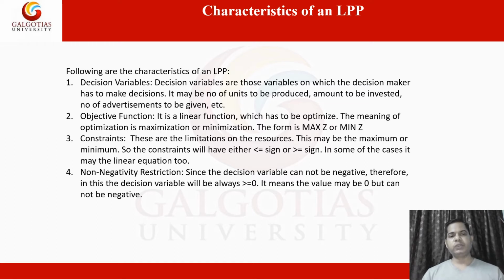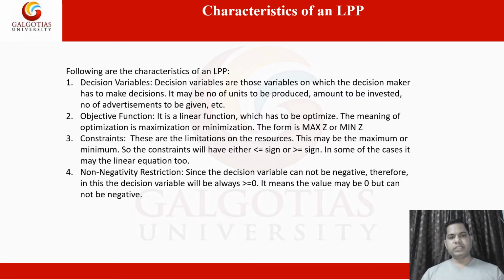When we write down this objective function, the form will be either max z or min z. Why are we using this z? We are not using max p for the profit. We are not using max s for the sales. We are not using min c for the cost. Why? Because for different types of problems, we would have to use different nomenclature. So z is a generalization statement. Whatever we have to use, we will just write it down in the statement and then use the notation z.